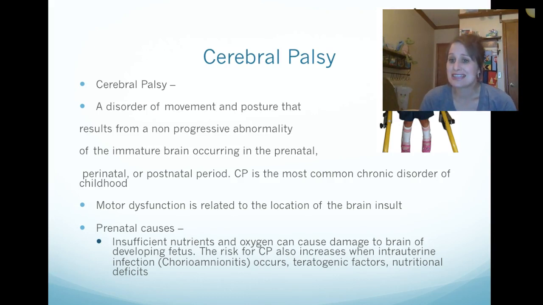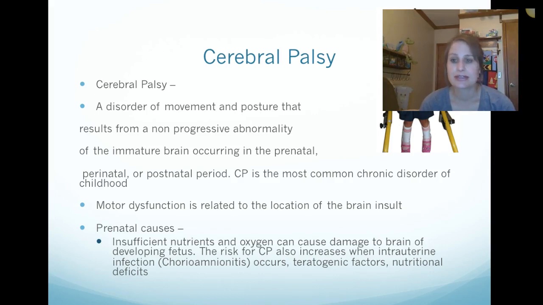So sometimes you can see it very, very severe. Other times you would not even know that this child has CP unless they told you. Prenatal causes, insufficient nutrients, oxygen, all can cause damage to the brain of the developing fetus. The risk for CP also increases with intrauterine infection, like chorioamnionitis. We talked about how infection in those fetal tissues can occur.